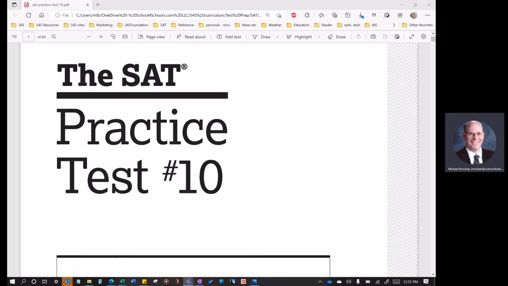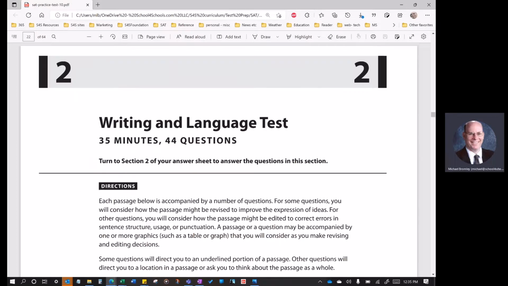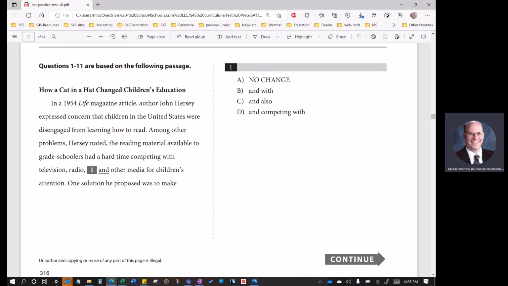All right, so off we go to practice test 10. I'm moving to the tablet. Okay, here we have practice test 10, students working on the writing section. So let's go down to the writing section here. And the first one we'll look at is number 2.